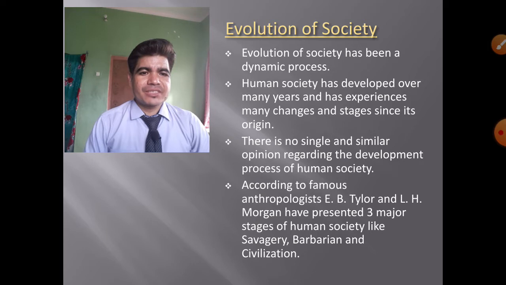According to the famous anthropologists E.B. Tylor and L.H. Morgan, there are three major stages of human society: Savagery Stage, Barbarian Stage and Civilization. Savagery Stage is also called the Preliminary Stage or Stone Age.